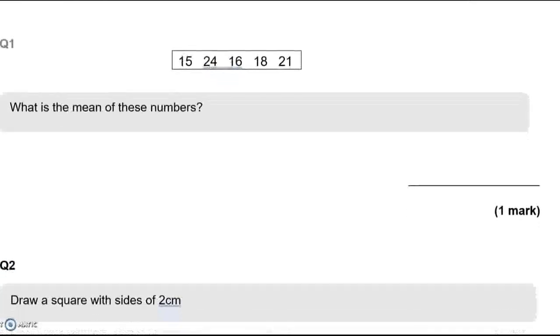Question number 1 is asking what's the mean of these numbers. So we're going to add them all together, which gives us 94, and then divide by how many numbers there are. So we've got 1, 2, 3, 4, 5. So 94 divided by 5 gives us 18.8.